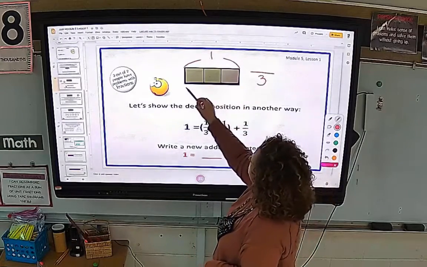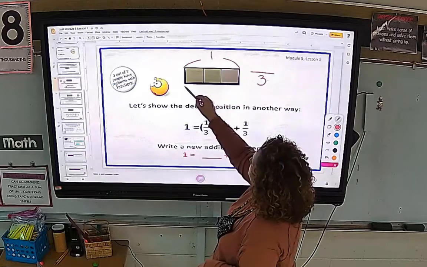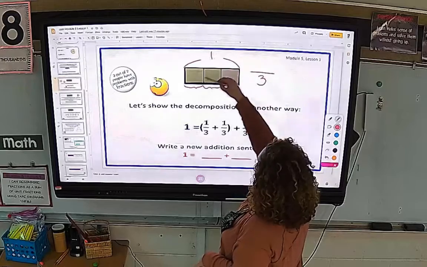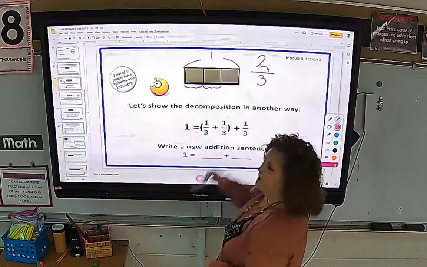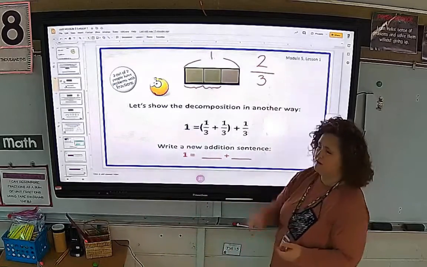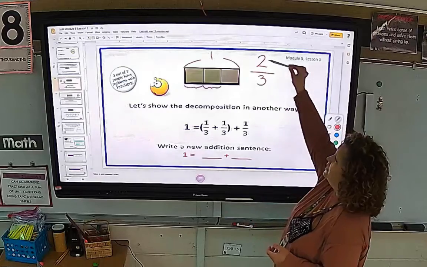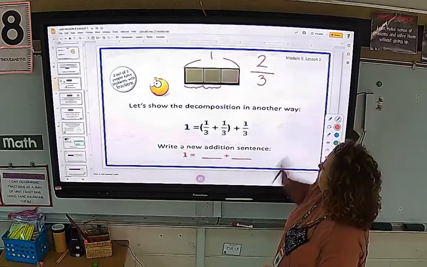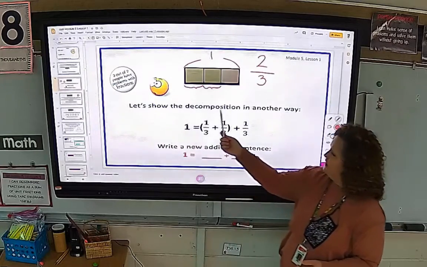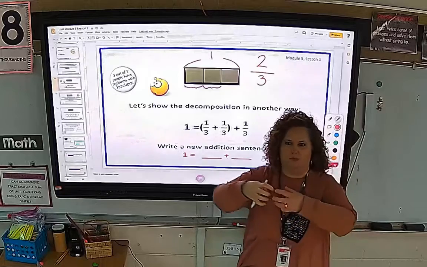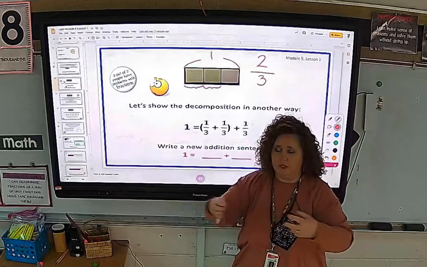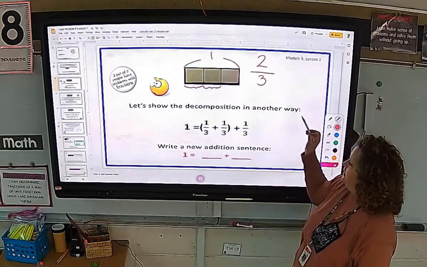It's a little hard to see on here, but 2 of them are shaded. This one is shaded, and this one is shaded. Okay, so 2 pieces are shaded. We have 2 of the pieces, and there are 3 pieces total. Remember what our numerator and our denominator tell us. Okay, so what they're trying to ask you here, it says, let's show the decomposition. Remember, decomposition is just pulling something apart. Okay, it's just a fancy word for pulling it apart in another way.